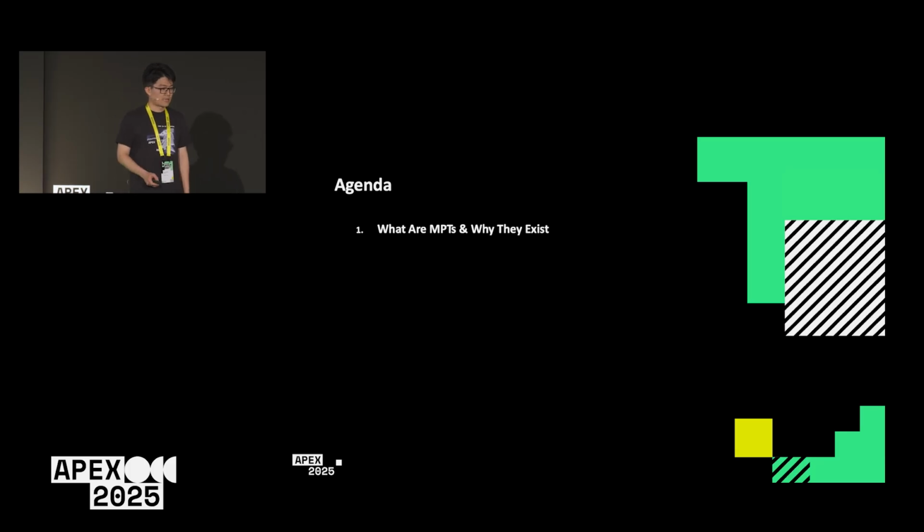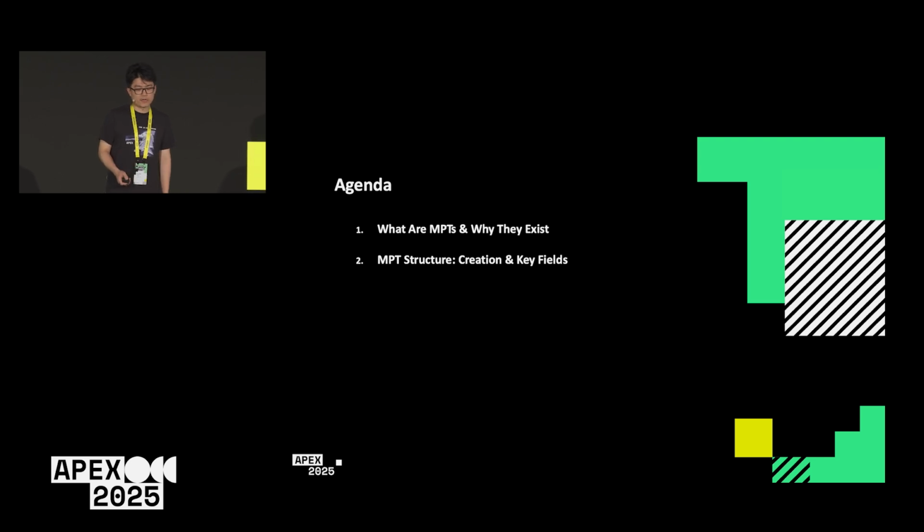First, I'm going to be talking about what MPTs are. By the way, they stand for multi-purpose tokens, and why they exist. So I'm going to be explaining why we, the XRP Ledger community, have decided to create them and the motivation behind them. Afterwards, I'm going to be talking about the structure of an MPT, so specifically what makes up an MPT and the key fields that an MPT has, as well as how you would go about creating one.